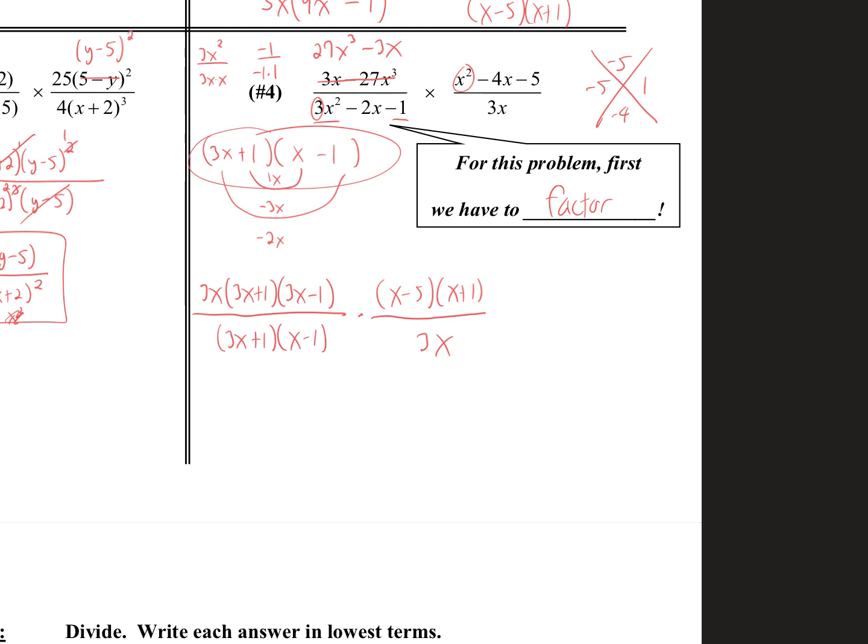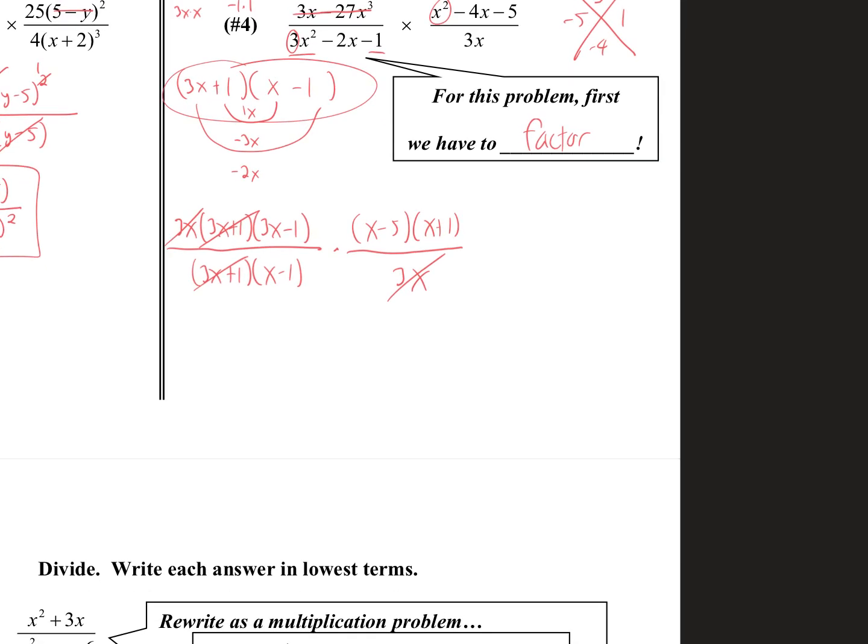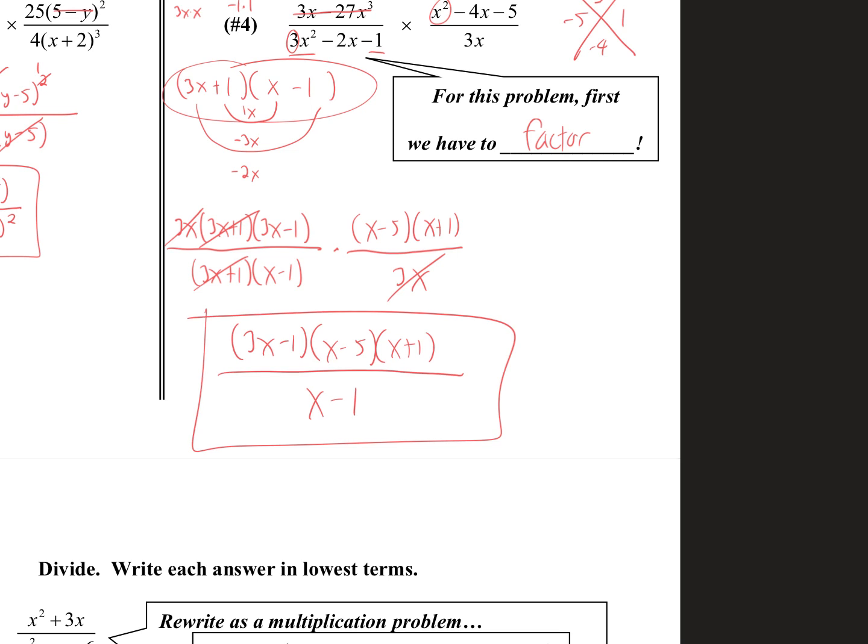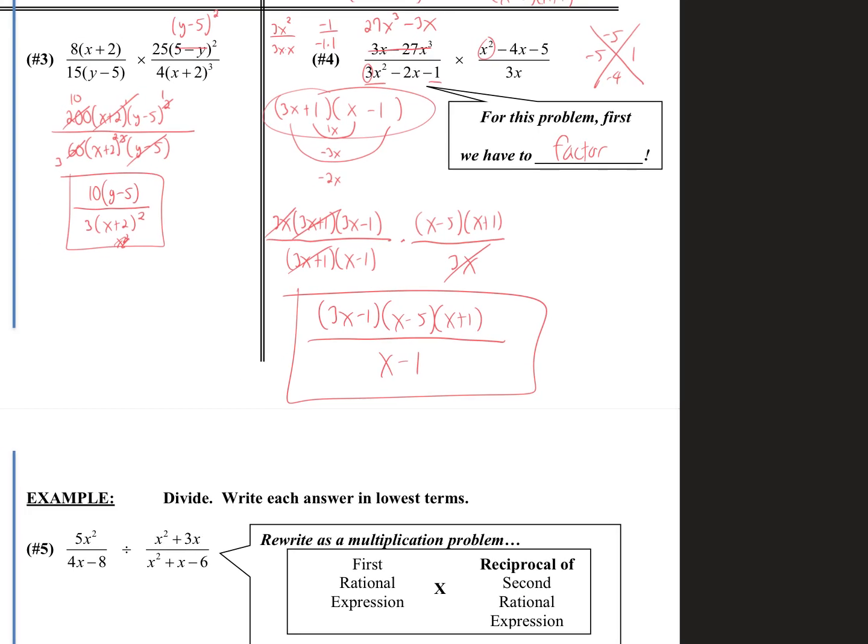So what's going to cancel here? Well, you can see we have 3x and 3x, so those are going to cancel. Anything else on top and bottom we can cancel? 3x plus 1 and 3x plus 1. And that's actually going to be it. So now we can multiply across. We have parentheses 3x minus 1 times x minus 5 times x plus 1, over x minus 1. Nothing else is going to cancel, so this is our answer. As weird as it is, I would not distribute all that. I would keep it separated, because that's what factoring is, kind of bringing it down before it distributes, okay?